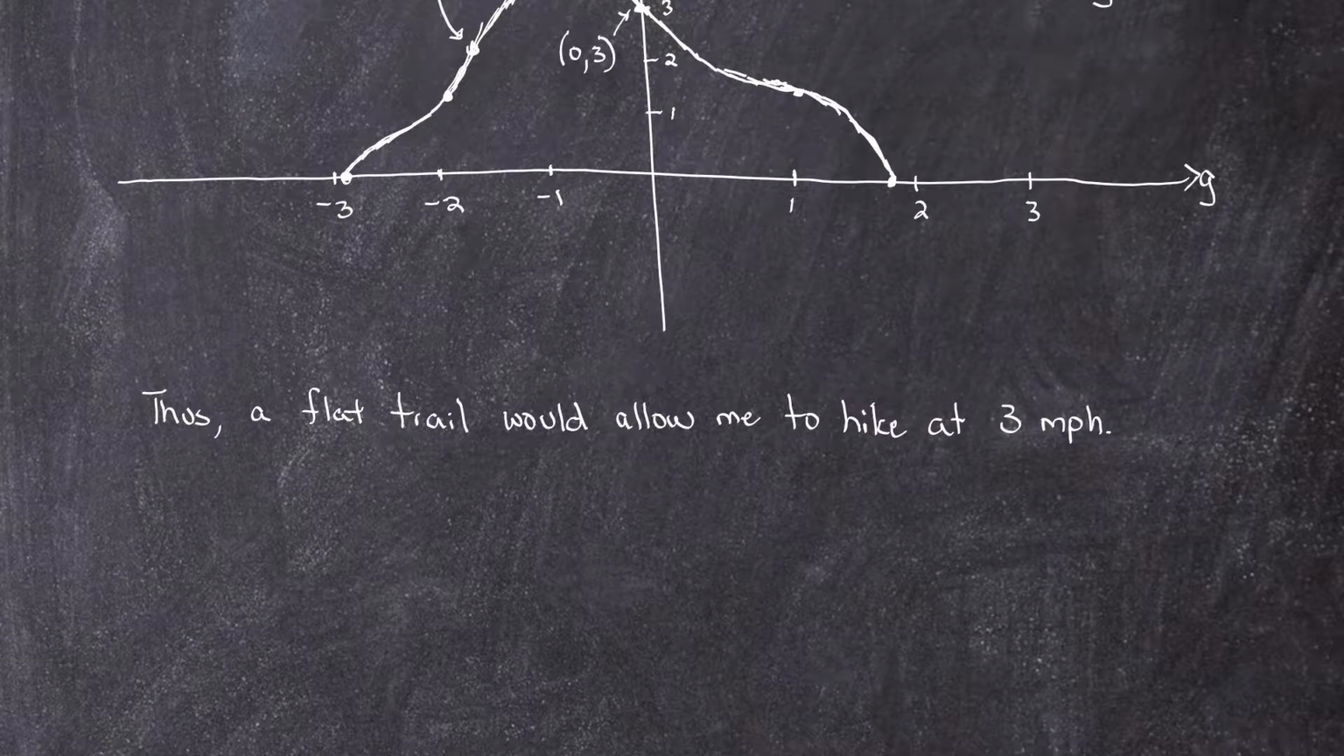That's it. That's the interpretation. Notice I didn't respond with, when g is equal to 0, s is equal to 3. That wouldn't be an interpretation. It's just restating something already given to us.